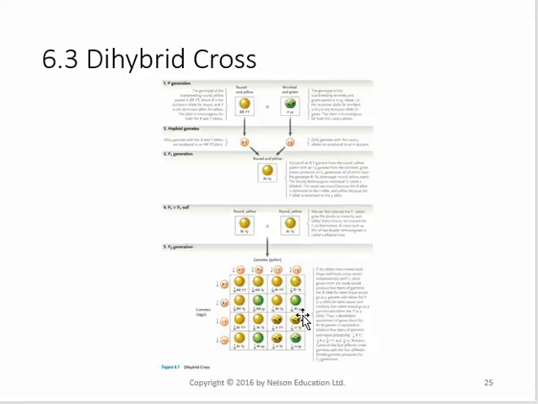So you'll notice that three quarters are round, one quarter is wrinkled. That we end up with 4 of the 16 will be green, and the 12 will be yellow. So that we end up with this cross. We'll end up with 1 green wrinkled, 3 yellow wrinkled, 3 green round, and the rest of them yellow round, which are the two dominants.